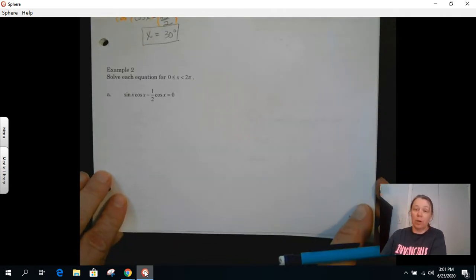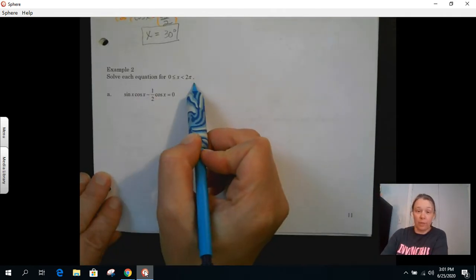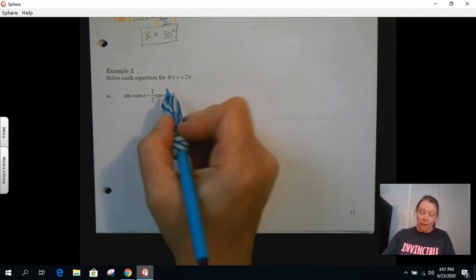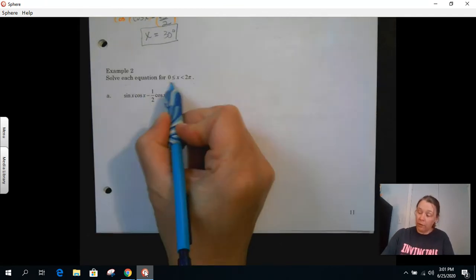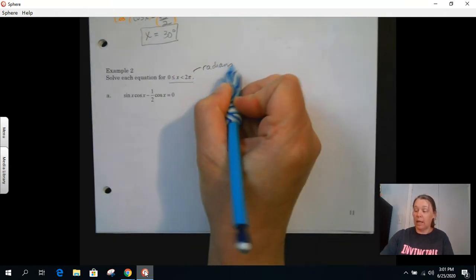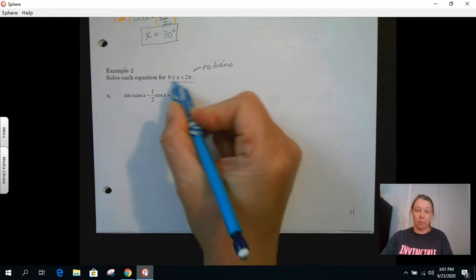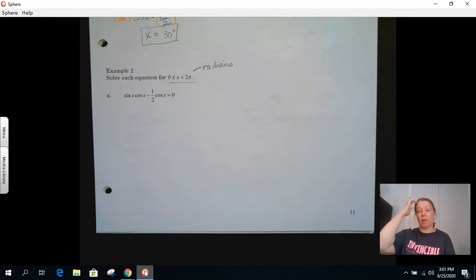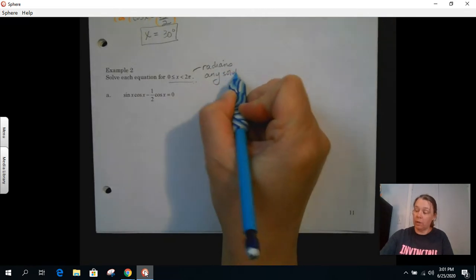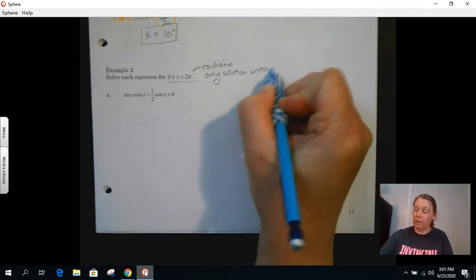It says solve each equation, and this says on that interval from 0 to 2 pi. So that means you're going to give any answer that falls in that interval. Okay, so when it says from 0 to 2 pi, the first thing that tells me is my answer should be in radians. So it didn't say that explicitly, but if my answer falls between 0 and 2 pi, that means my answer has to be in radians. And so I'm going to give any possible solution that falls on that interval. So any solution within the interval.